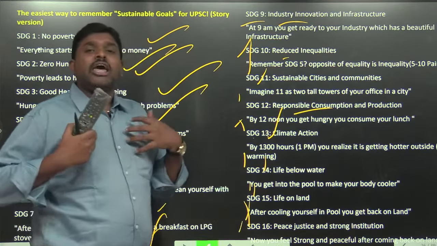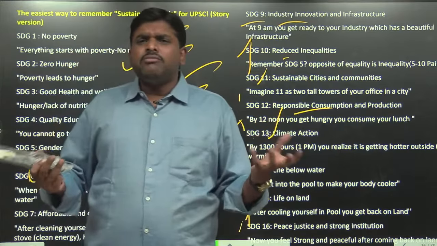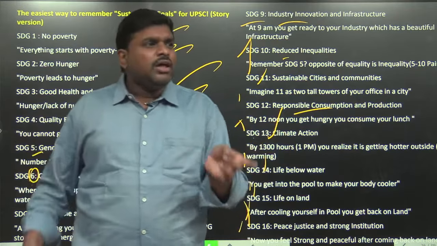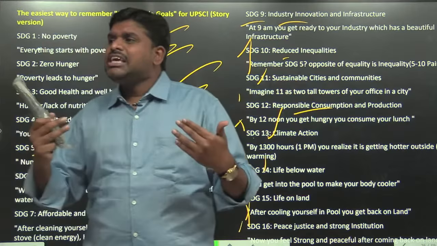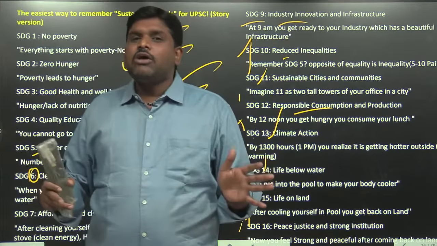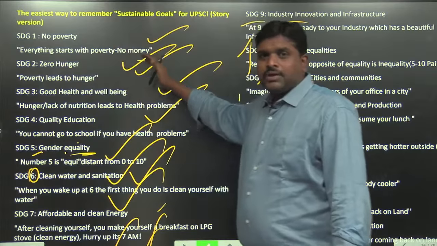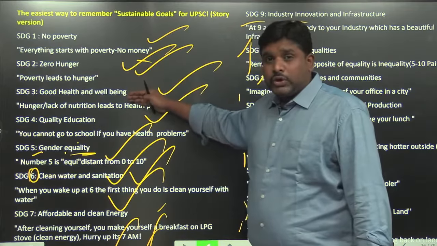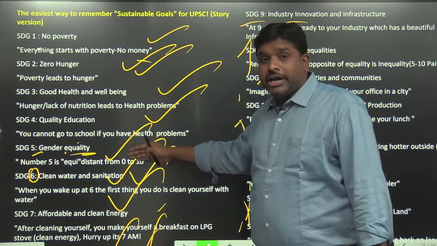Then 17, what? When I am at peace, when I am happy, then what will I think about? I will think about partnership. I will think about international peace. In that way we have to remember. So poverty, hunger, good health, education, reduced inequality.